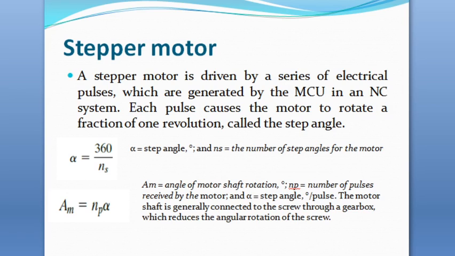The step angle formula: alpha equal to 360 divided by ns. Here ns is the number of step angles for the motor. Then AM equal to NP into alpha, step angle. NP is the number of pulses received by the motor. The motor shaft is connected to the screw through a gearbox, which reduces the angular rotation of the screw.